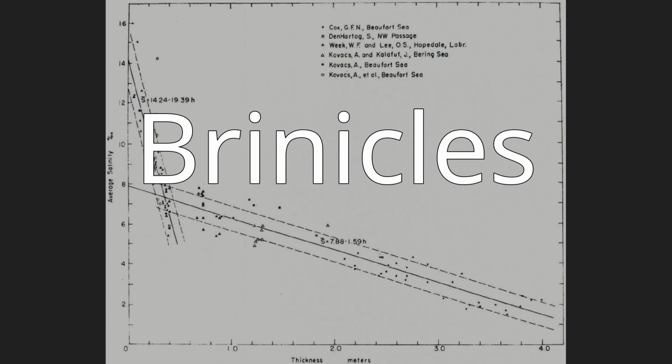Brinicles. As sea ice freezes, it rejects increasingly salty water, which drains through narrow brine channels that thread through the ice. The brine flowing through the brine channels and out of the bottom of the ice is very cold and salty, so it sinks in the warmer, fresher seawater under the ice, forming a plume.